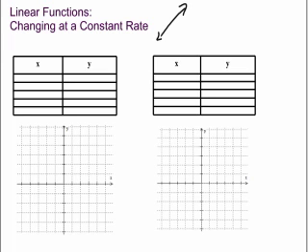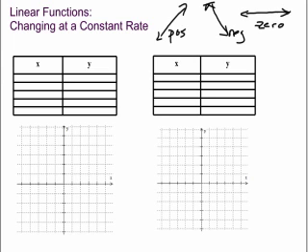Positive slope, which is uphill from left to right. Negative slope, which is downhill from left to right. Or horizontal line, which is a zero slope, which is a completely flat line with no rise whatsoever. So let's just take a look at a few examples.